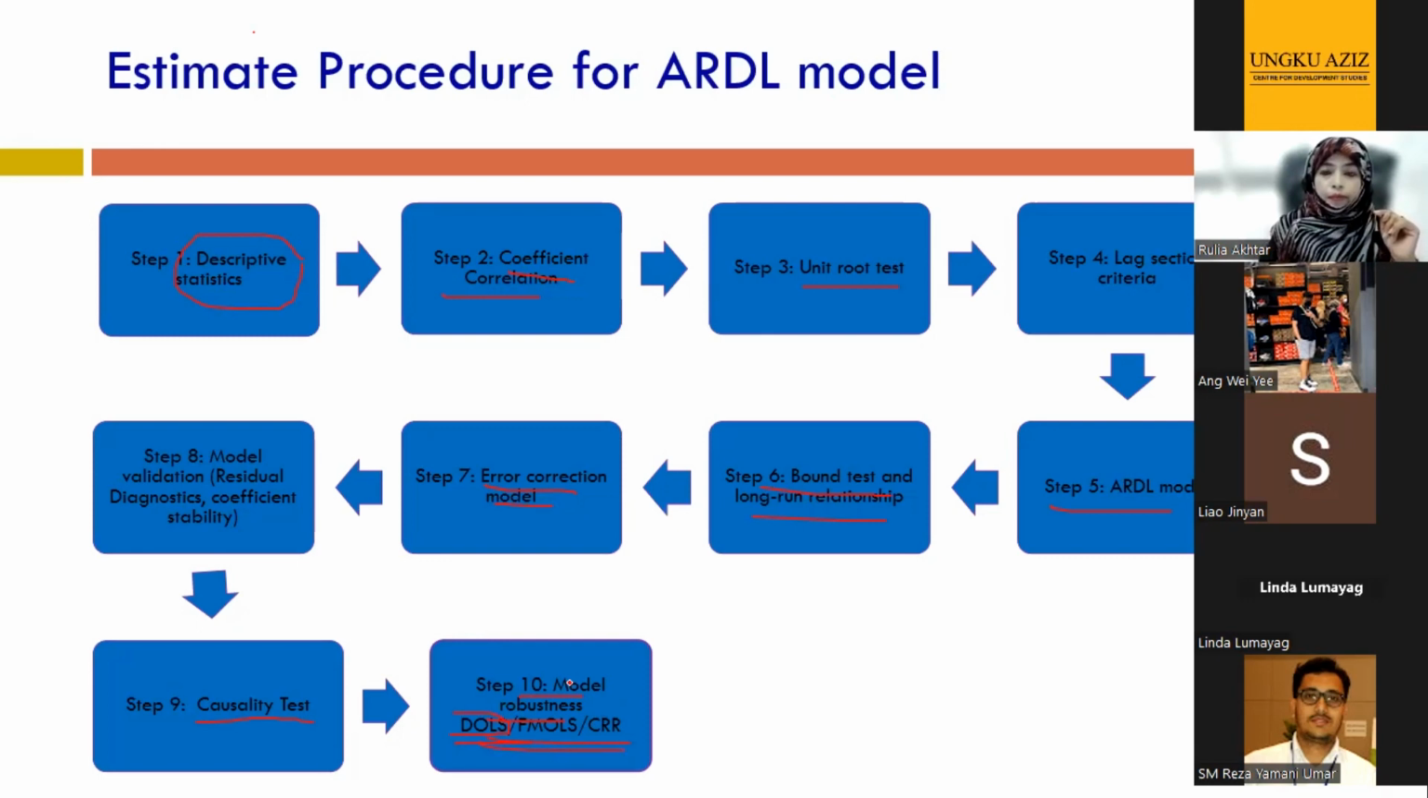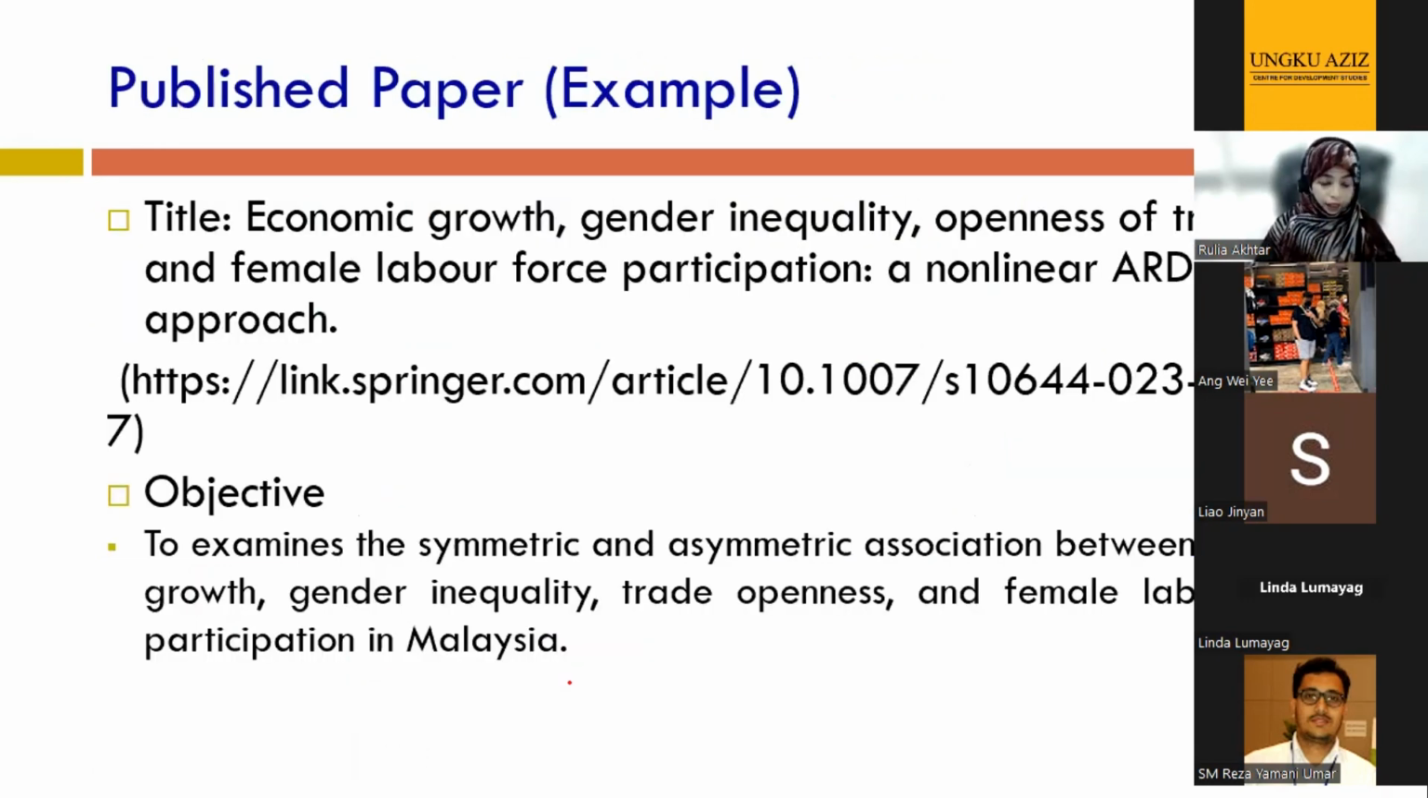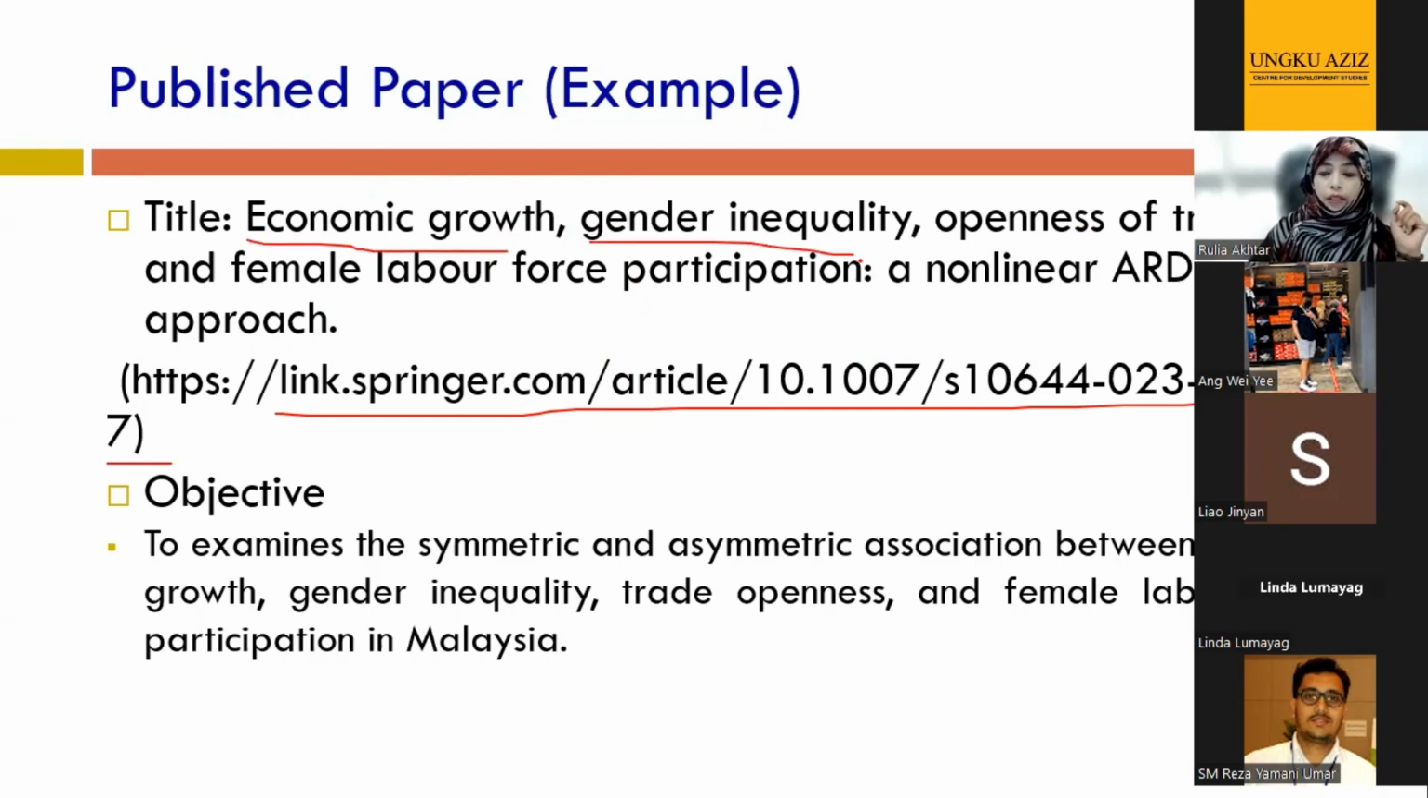Okay. Now I will show you one of my papers. Actually, this is the link of this paper. If you need, I'll give it to you. This paper was published in the Economic Restructuring Journal, in issue 2, in 2023. The title was The Economic Growth, Gender Inequality, Trade Openness, and Female Labor Force Participation.